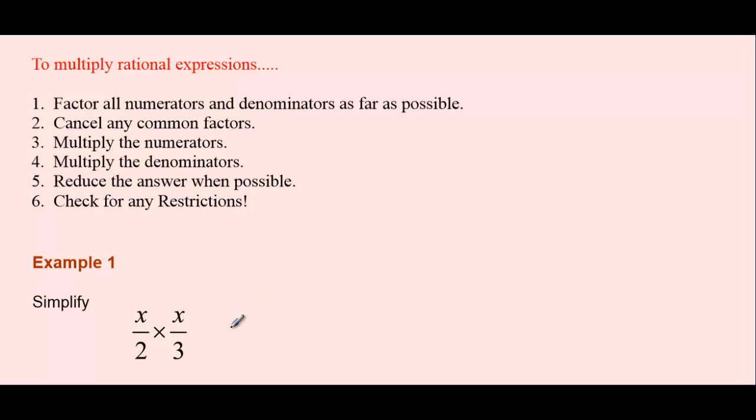Here's a really simple example to start. Multiply x over 2 times x over 3. There isn't anything we have to factor here, so we can just multiply the numerators and the denominators. x times x is x squared, and 2 times 3 is 6. So we end up with x squared over 6.